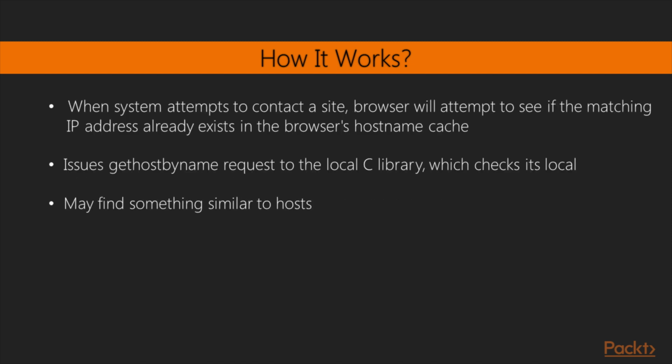When your system attempts to contact a site, the browser will attempt to see if the matching IP address already exists in the browser's hostname cache. If it does not, it issues a gethostbyname request to the local C library, which then checks its local configuration in /etc/nsswitch.conf to determine how lookups should be performed. You may find something similar to "hosts: files dns" in that file, which indicates that for finding host information, you should first look at local files such as /etc/hosts, and you should check DNS if that fails.